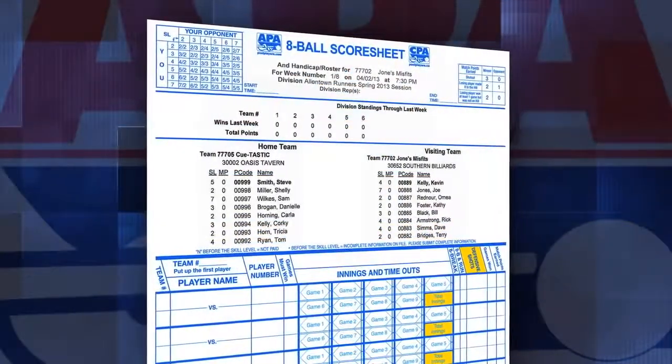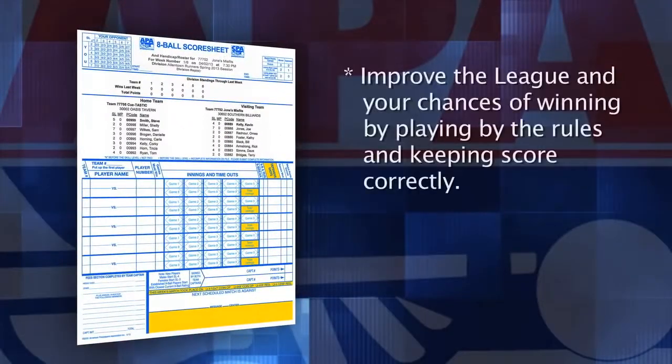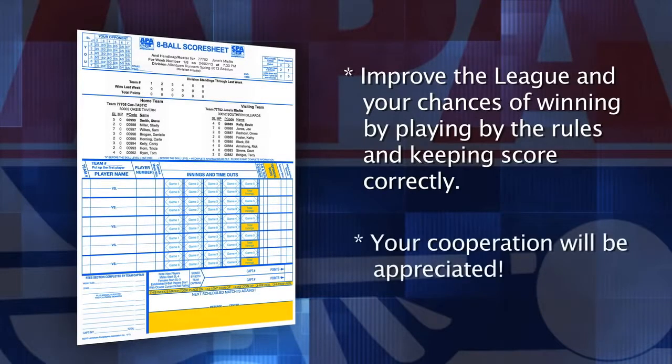Your local league management processes the score sheets you submit. You improve the league and your chances of winning by playing by the rules in the spirit of the rules and by keeping score according to the book. Your cooperation will be appreciated by your teammates, your fellow members, your local management, and the APA.